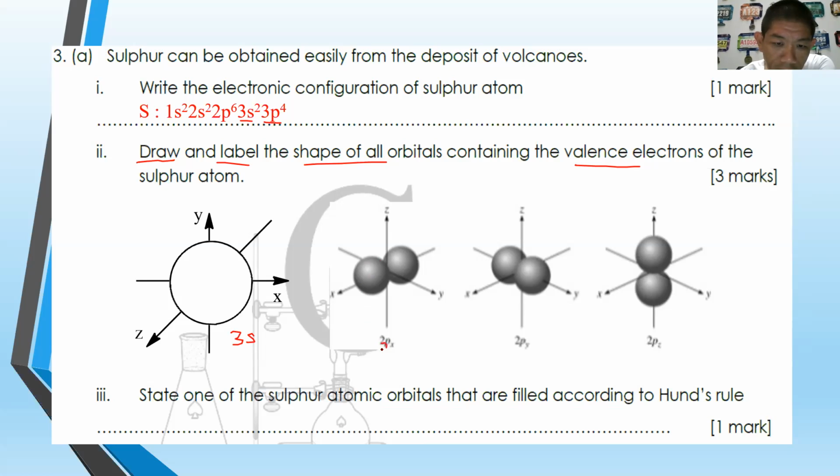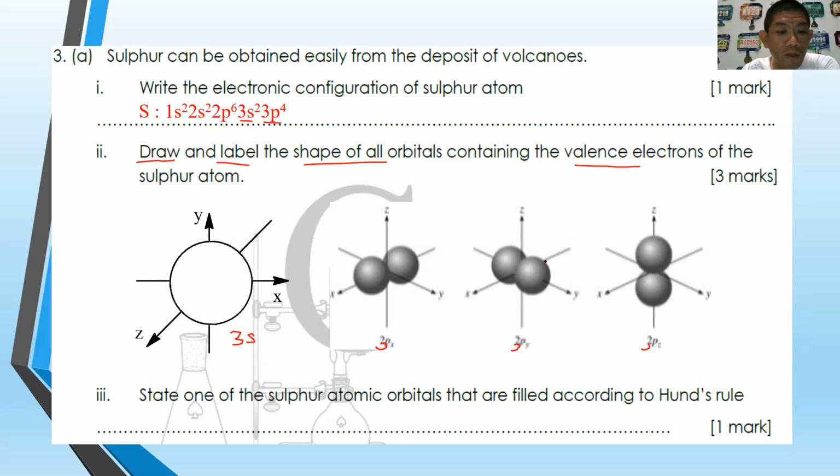So when you lay it at the x-axis, this is 3px. If you lay it at the y-axis, this is 3py, and if you lay it at the z-axis, this is 3pz. So you have to label accordingly. Not necessarily as beautiful as this, but as long as the axis is correct, then it should be no problem at all. Okay, so this is for number 2.